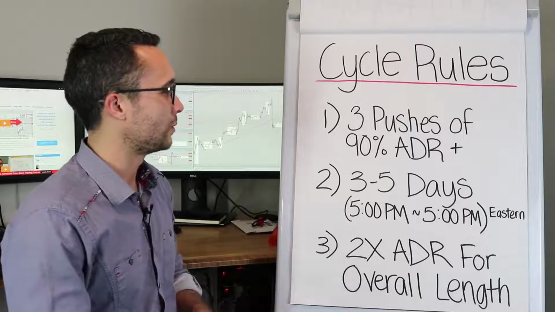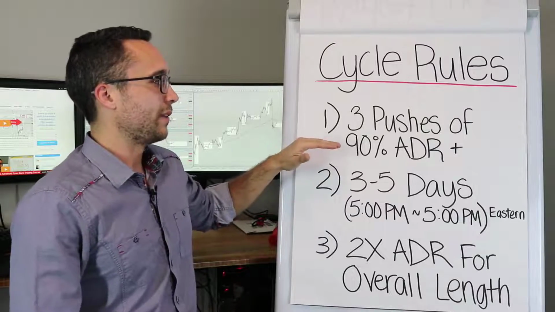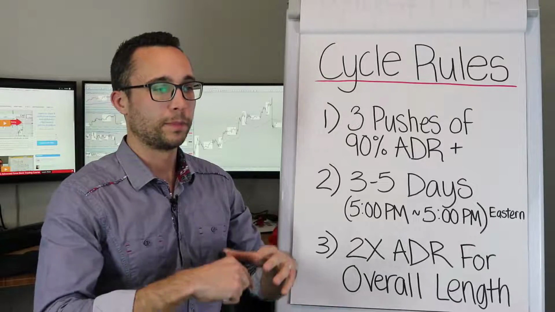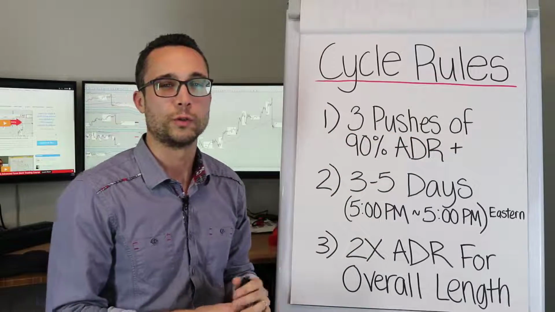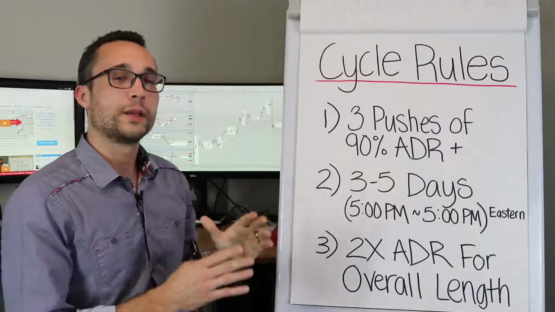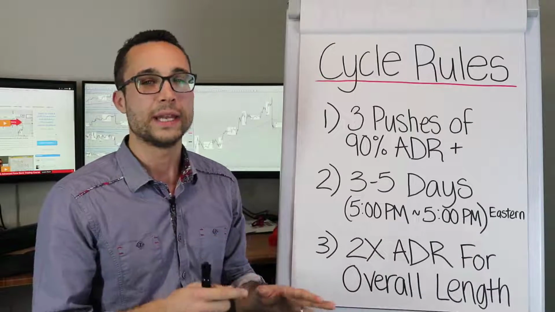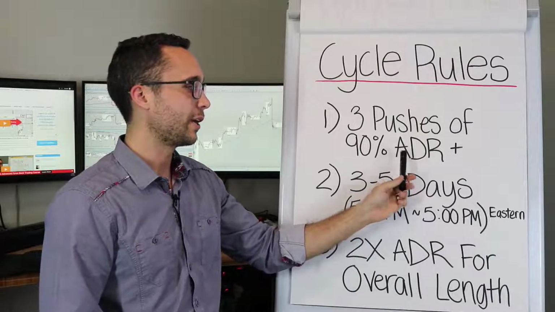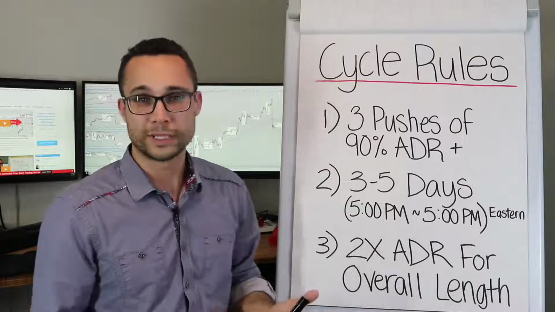But anyways, number one, we'll start with market cycle rules. Number one is what is the totality of a cycle? Well, essentially a completed cycle is made up of 3 individual pushes. So an individual push being in one 24-hour period of time. Does it move within that 24-hour period of time at least 90% of the ADR? Now, if you don't know what ADR stands for, it stands for average daily range. You can see here I have ADR plus. So it could be further than 90% of the ADR.